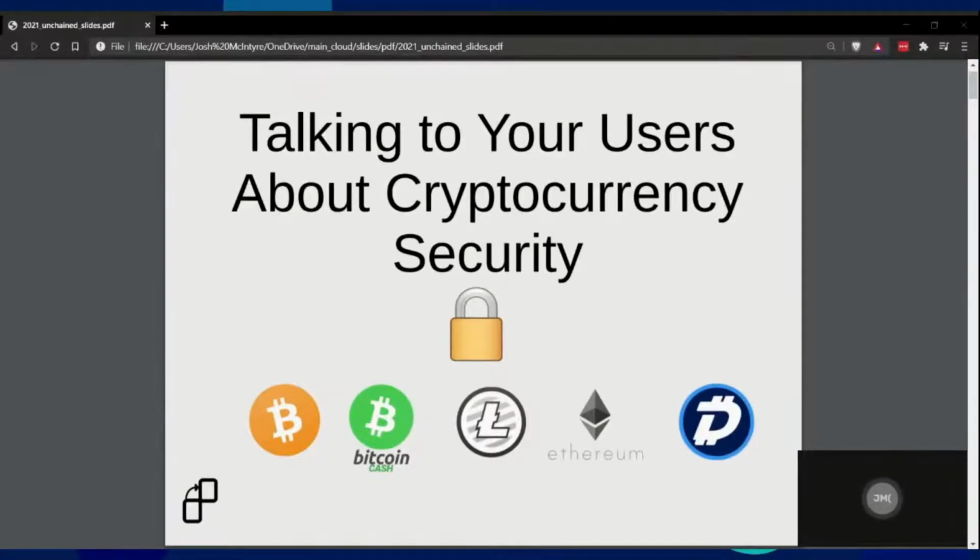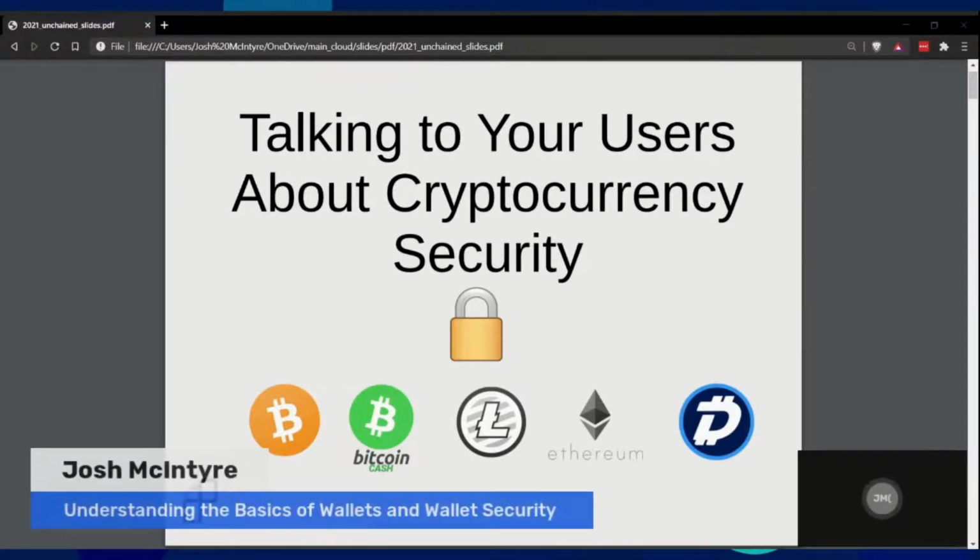It's awesome that there's this blockchain security conference going on, and you guys are doing great work with this. What we're going to be talking about today is talking to your users about cryptocurrency security. I think this is an important topic that maybe gets missed sometimes.